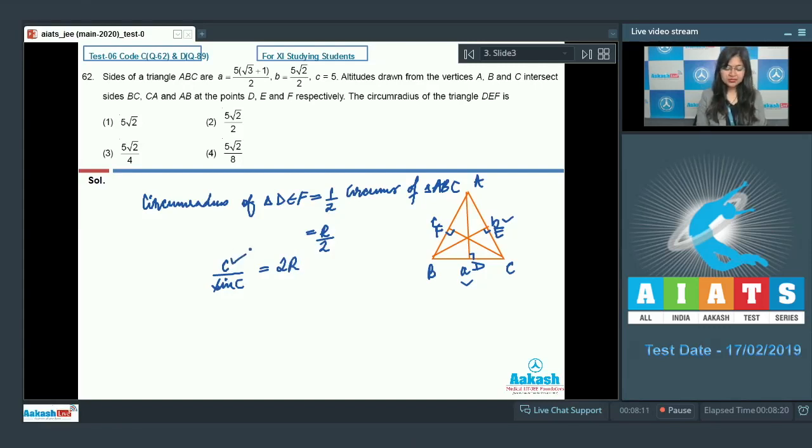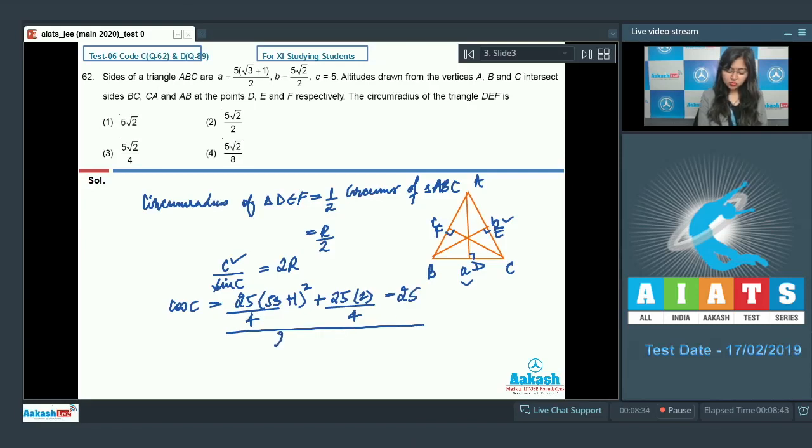Now, to find sin C, let us first find cos C by cosine rule. That is, cos C is equal to A square plus B square, that is 25 upon 4 into root 3 plus 1 whole square plus 25 into 2 upon 4, minus C square, that is 25, upon 2 times A into B, that is 5 by 2 into root 3 plus 1 into 5 root 2 upon 2. Solving this, we will get it equal to 1 by root 2. That is, the value of angle C is 45 degrees. So, sin C will also be equal to 1 by root 2.